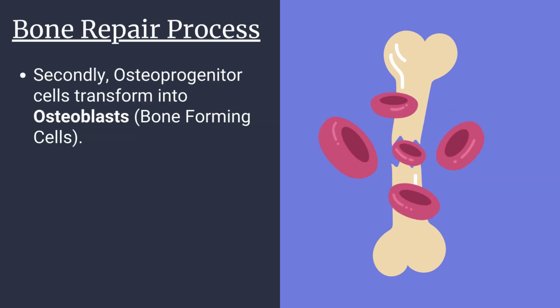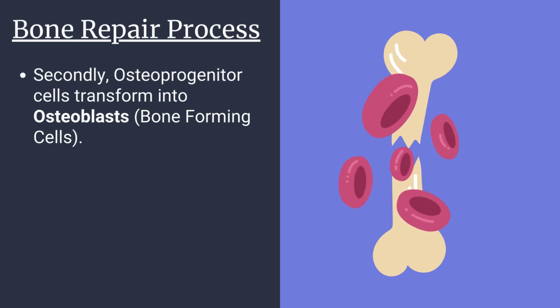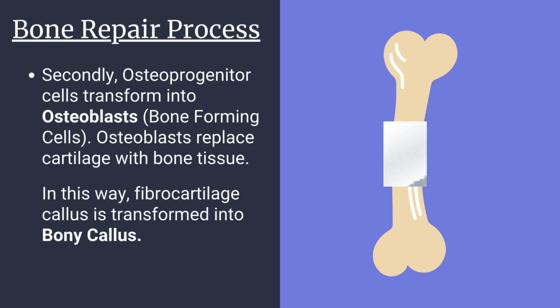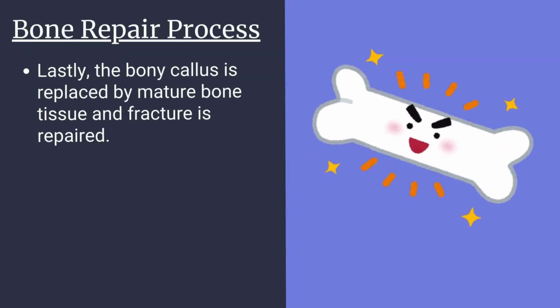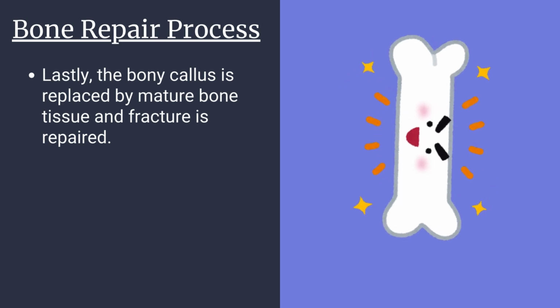Secondly, osteoprogenitor cells transform into osteoblasts, bone-forming cells. Osteoblasts replace cartilage with bone tissue. In this way, fibrocartilage callus is transformed into a bony callus. Lastly, the bony callus is replaced by mature bone tissue, and the fracture is repaired.